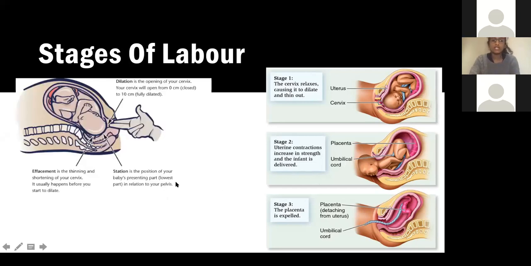Essentially, just a few words that you probably hear thrown around. Dilatation we've mentioned already: it's from closed to fully dilated, which is 10 centimeters. You have effacement, which is a thinning and shortening of the cervix, and it happens before you start to dilate. And then station is the position of the baby's presenting part, so the head, or the buttocks if it's breech, in relation to the pelvis. Do you guys know which part they use to assess station? The ischial spines, exactly.